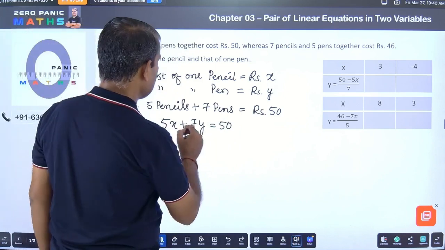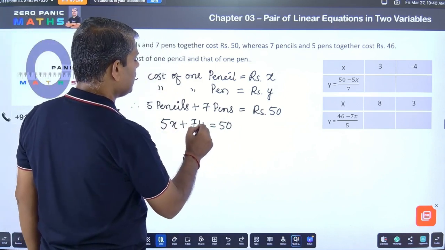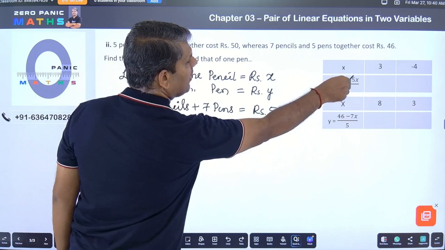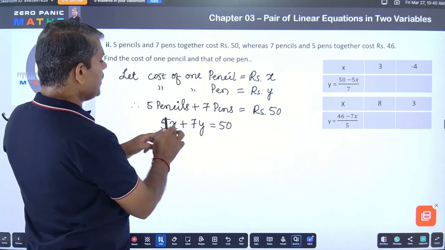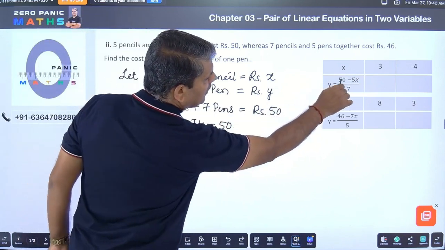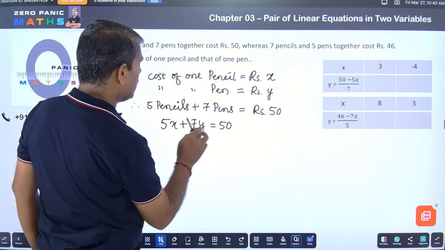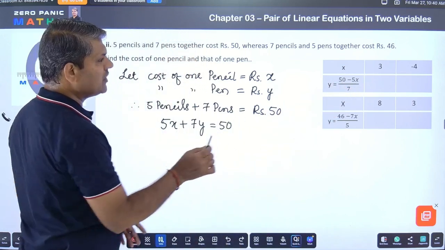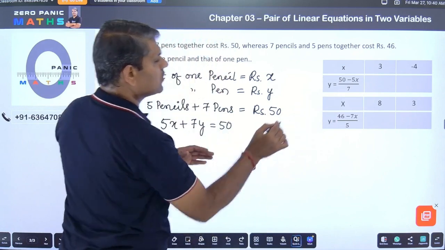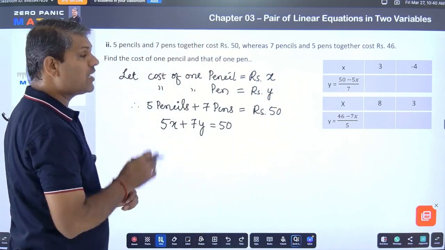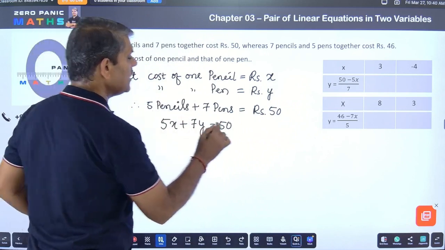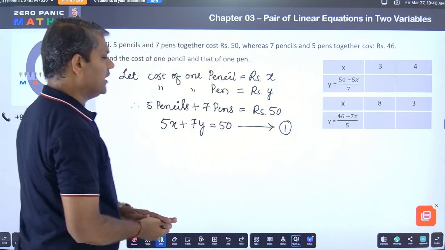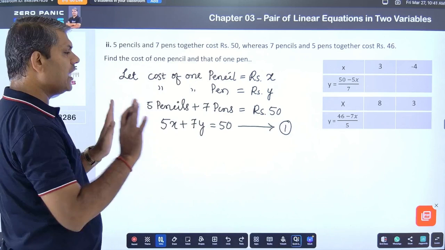First linear equation, since it is 5x plus 7y is equal to 50, I'm converting that into this: 50 minus 5x. I'm just taking 5x first to that side, that is making the numerator 50 minus 5x, and then 7 later I'm taking to the denominator. That is how I'm framing this question. Okay, so y is equal to (50 minus 5x) divided by 7. That is my first equation to be plotted.